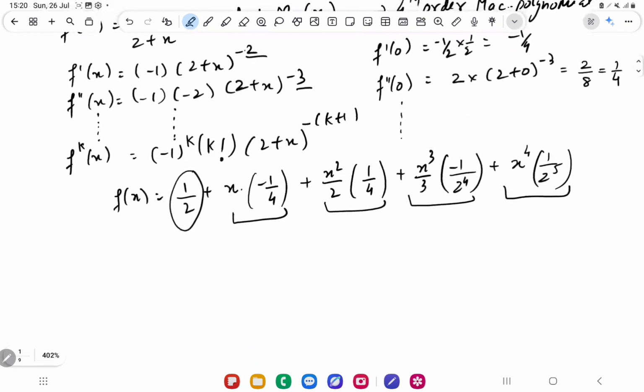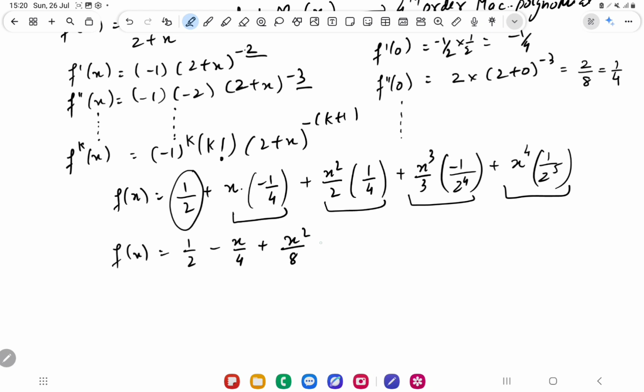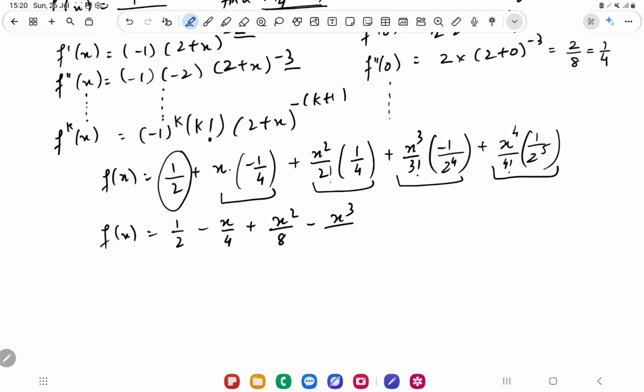Now we can further simplify this. On simplification we will get 1 by 2 minus x by 4 plus x squared by 8 minus x cubed by 16, and the last one will be x to the power 4 by 32. So this will be my answer for the given question.